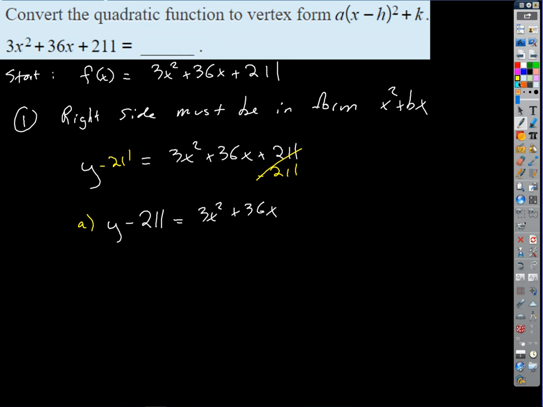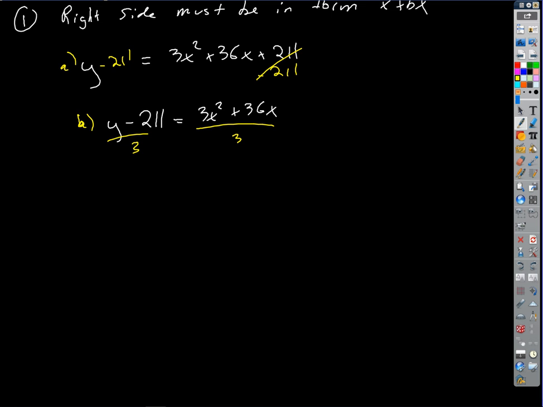Yep. So if we divide each side through by 3, what do you get? Well, if I divide a bunch of terms by 3, that's a common denominator, right? So we could separate that into 3x squared over 3 plus 36x over 3. And what's that give us?